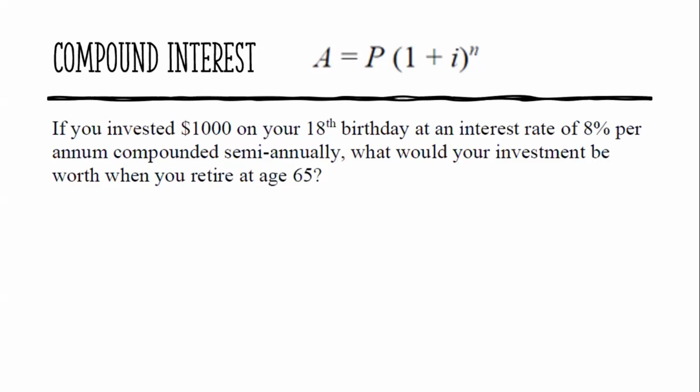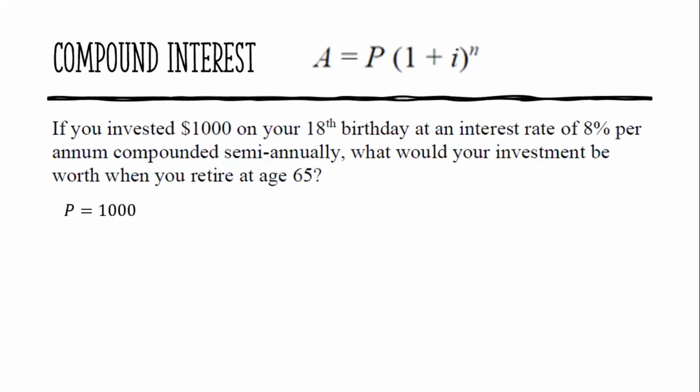What part of this is my principal? Looking at all of this information I gave you, what part of that's my principal? The $1,000. Good. So let's start by putting that down. How about the I? What are we going to do with that I? Is it the 8%? Yeah, so I just put 8%. So now you put 0.08.